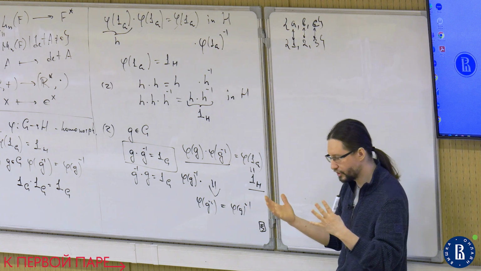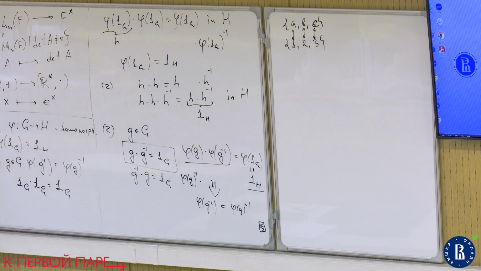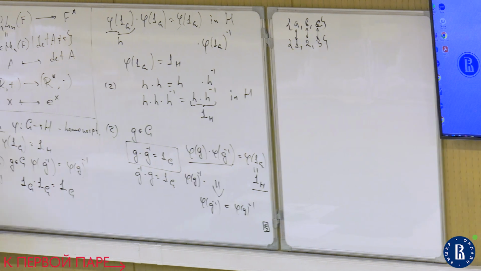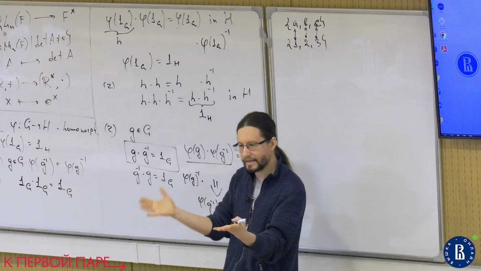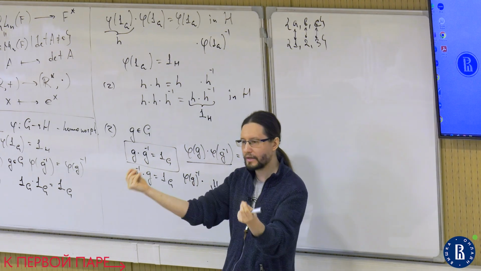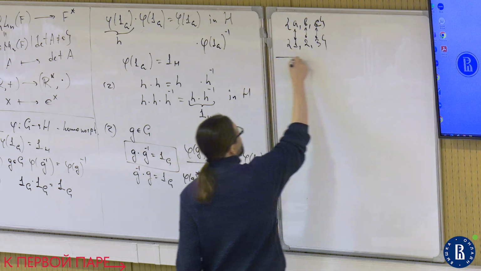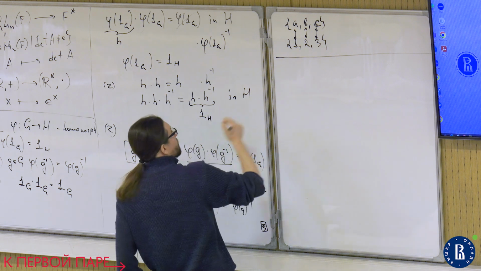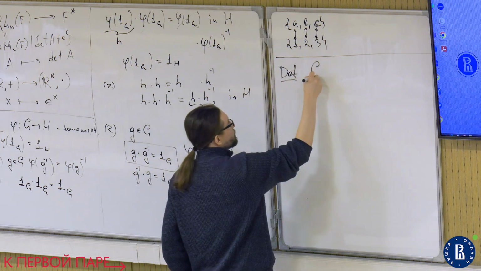But just the bijection, well, it knows nothing about the operation. So if we want to identify two groups, we want to say that the underlying sets are the same, but also the operation is the same. So let me explain how to formulate this in terms of a homomorphism. So the definition. Suppose we're given two groups.